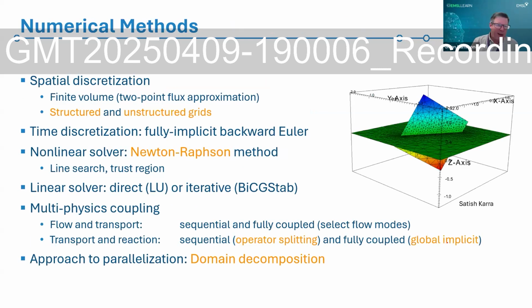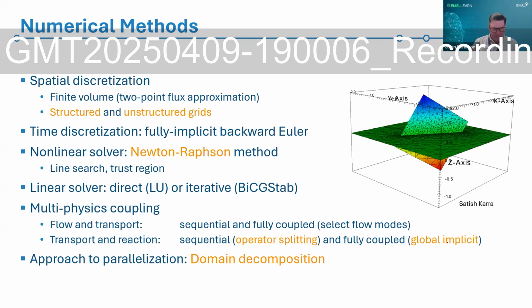I have one slide on numerical methods for all the numerical methods enthusiasts out there. For spatial discretization, we use the finite volume approach using the 2-point flux approximation. We support structured and unstructured grids. On the right-hand side, you can see an unstructured grid that's actually used for discrete fracture networks. This was developed by C.T. Shkara years ago. Our time discretization is fully implicit backward Euler. For the nonlinear solver, we use Newton-Raphson. For the linear solvers, our default is BiCGSTAB and then LU for direct solves.